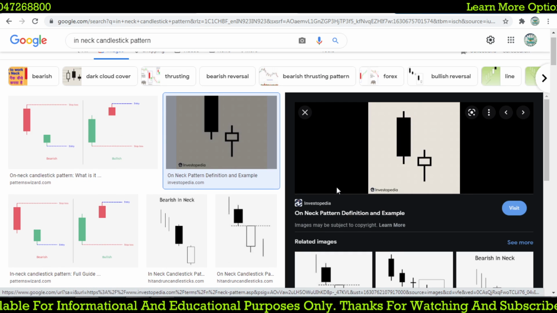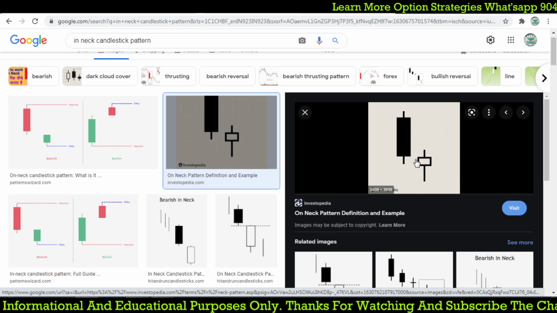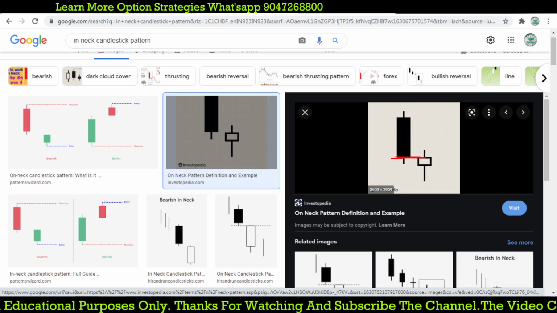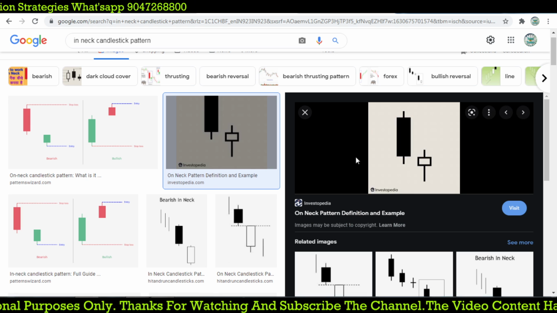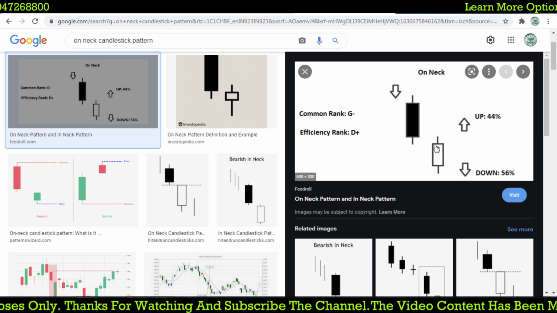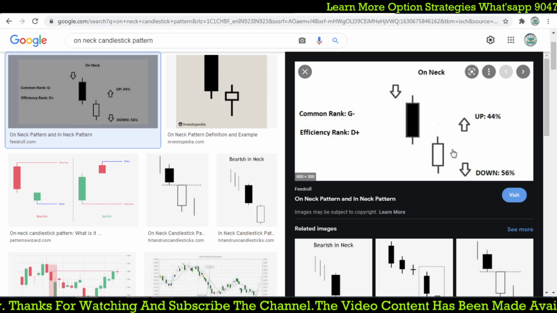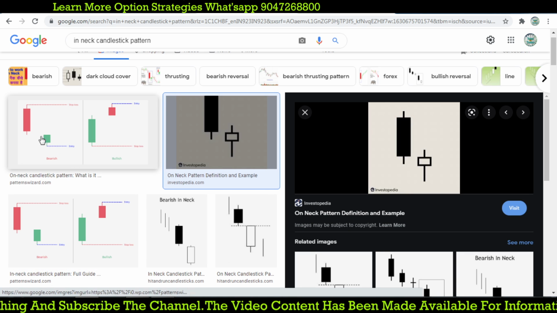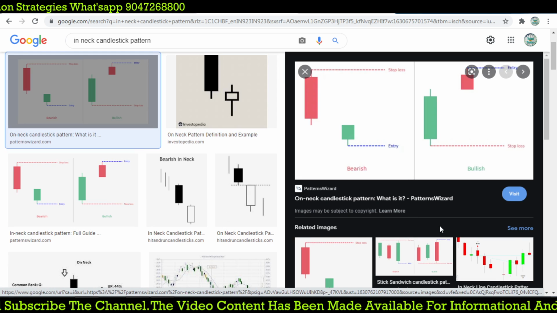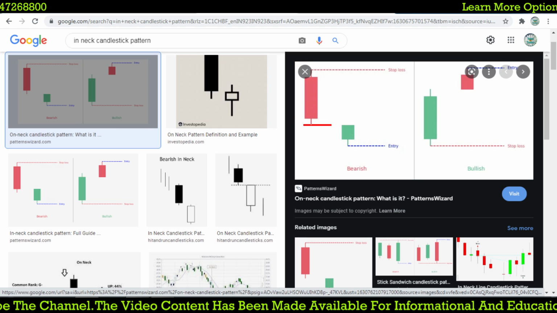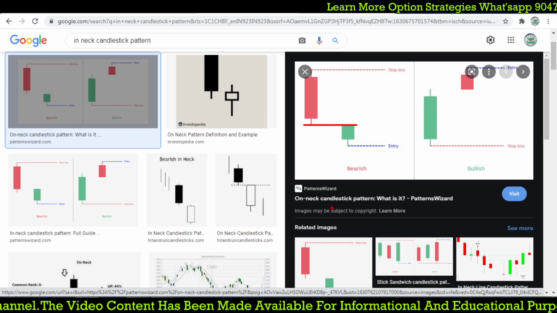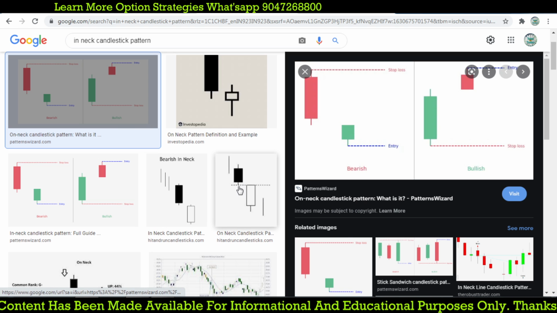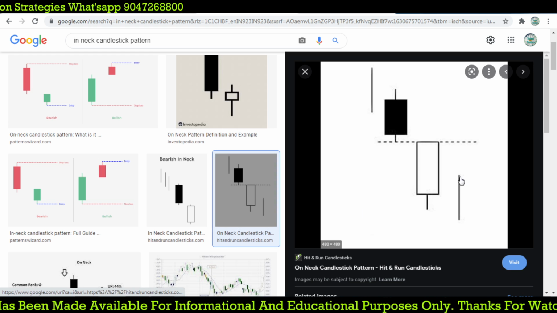On neck is where the open is lower and today's close is equal to the previous close, and in neck we see the same, it is also mentioned as on neck. The in neck pattern looks near the previous close. Let's see that image. So the close is near the low. That is what on neck and in neck are. Let's see here. You can clearly see it's like on neck.